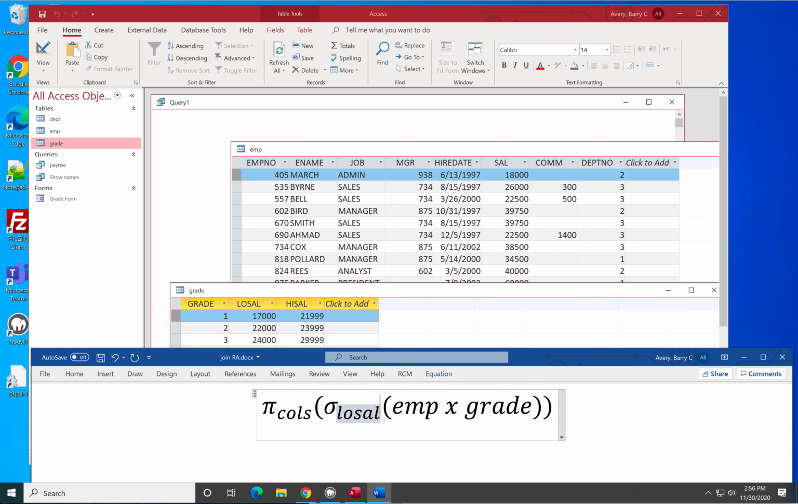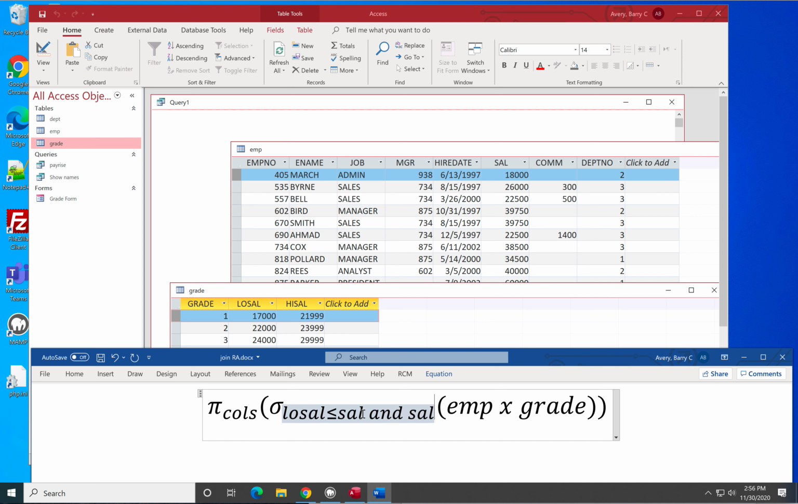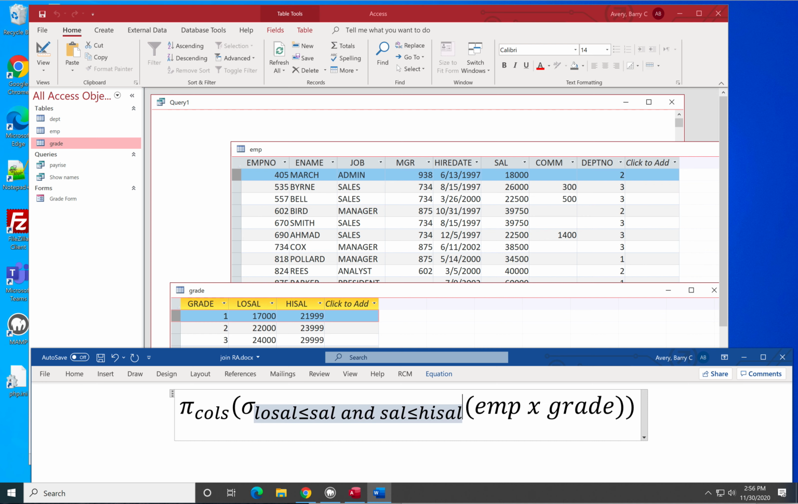We want Sal to be, sorry, I've said that wrong way around. We want Sal to be greater than or equal to low Sal, and we want Sal to be less than or equal to high Sal. In other words, we want it to be between those 2 points. I'll say that again. We want Sal to be greater than low Sal, and we want Sal to be less than high Sal. But of course it can also be equal to, if you see what I mean. So hopefully that will combine those two tables together.